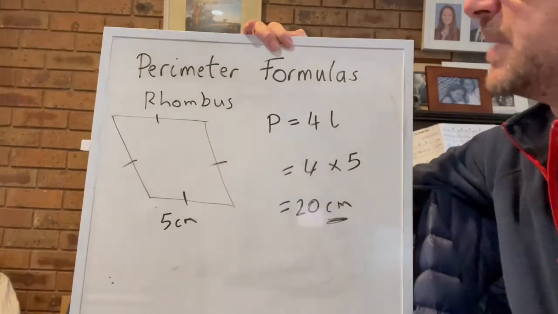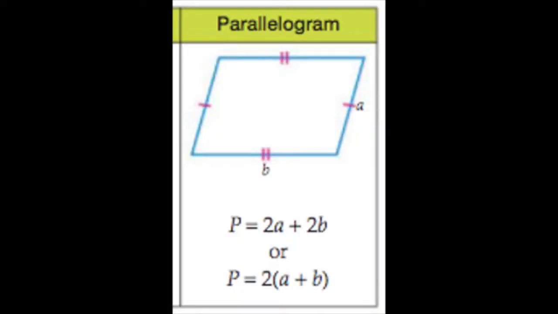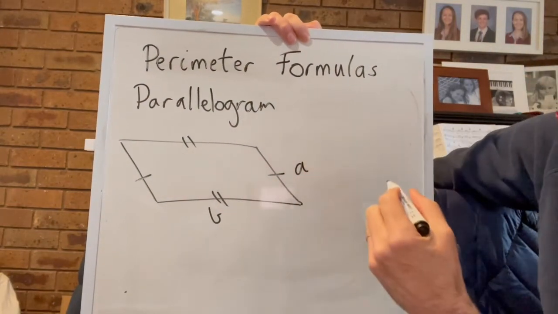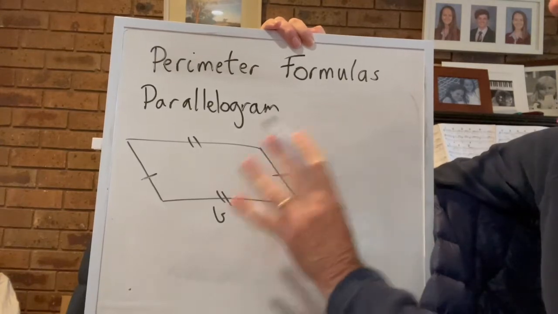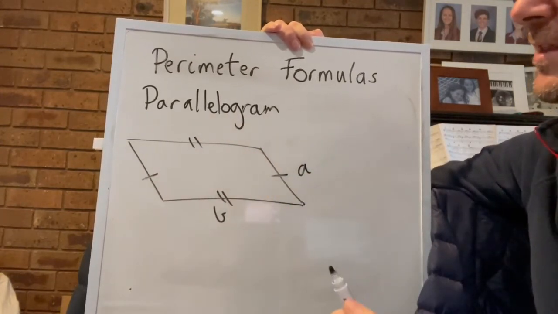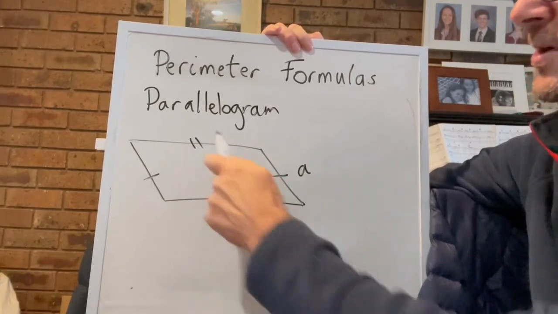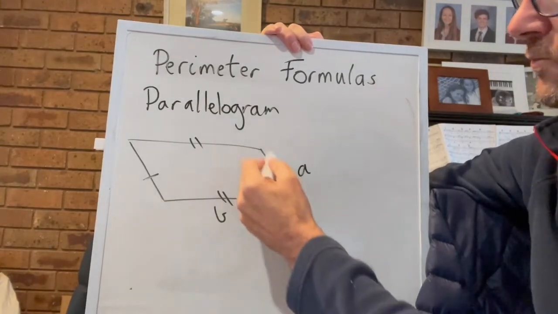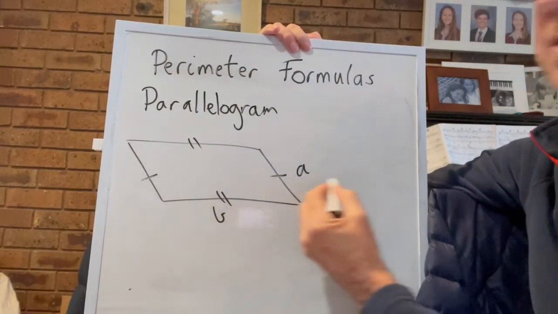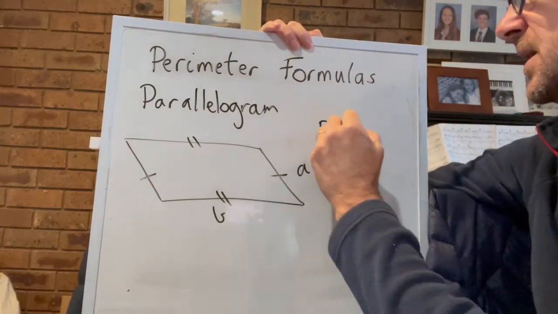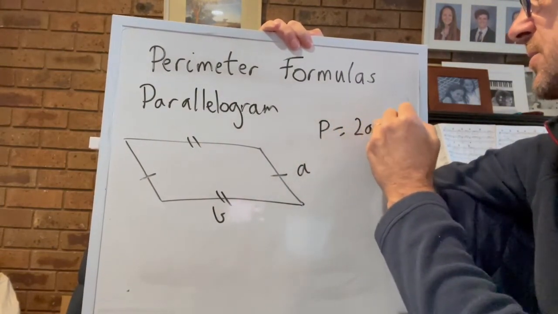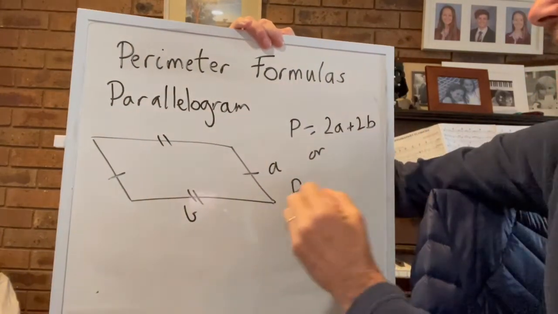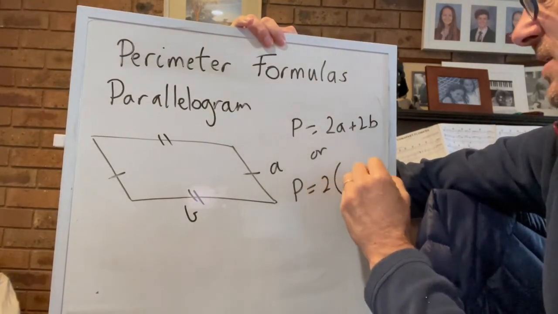And finally, we're going to have a look at parallelograms. Okay, so in our parallelograms here, we're going to have a similar scenario to a rectangle, because opposite sides are equal length, okay? But the adjacent sides are different lengths, okay? So here we have these sides here, the shorter sides, and then we have the longer sides. So the perimeter equals 2 times A plus 2 times B, okay? Or, the same as with a rectangle, we could have 2 and it could be A plus B, okay?